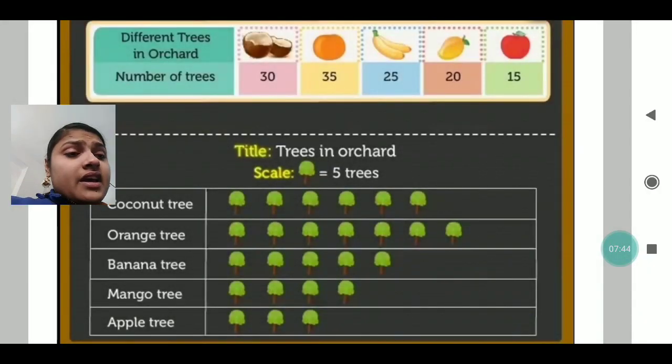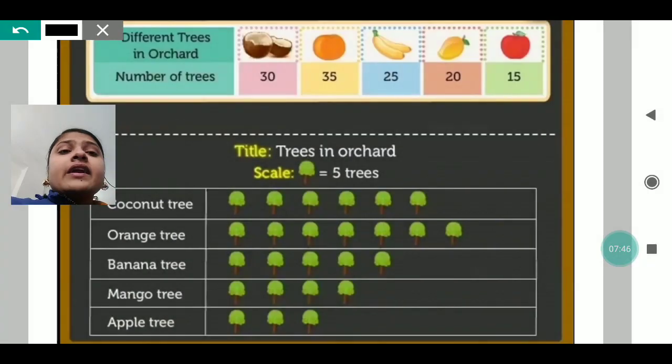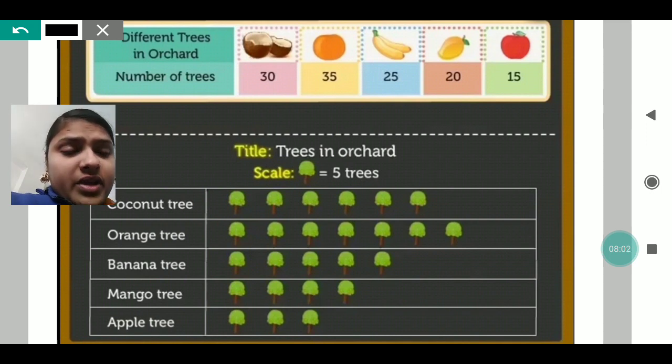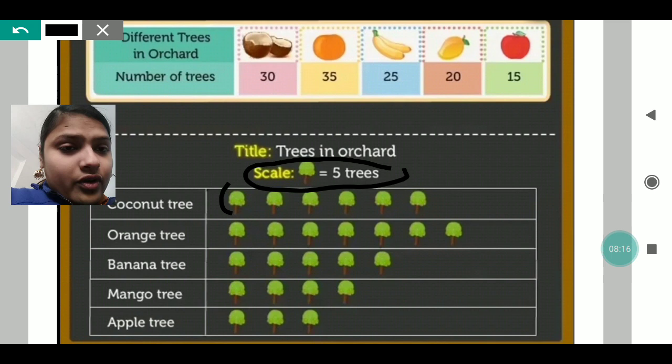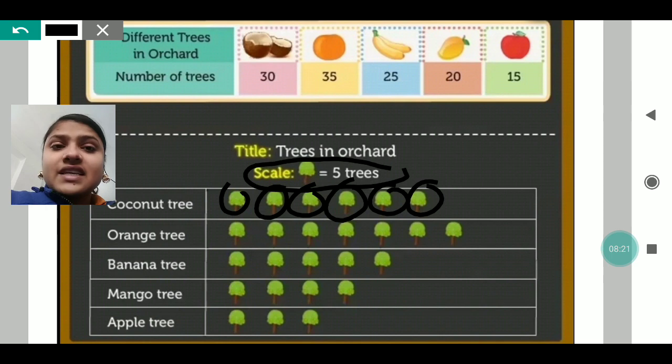You can see this one here. What is given? Different types of fruit trees in the orchard. There are 30 coconut trees, 35 oranges, 25 bananas, 20 mangoes and 15 apples. Coconut trees, there are how many? The scale is given. That scale means one tree is representing 5 trees. Means one tree if we are drawing, it means 5. So for coconut, how many trees will you draw? You will draw only 6 trees. We have drawn 1, 2, 3, 4, 5 and 6.